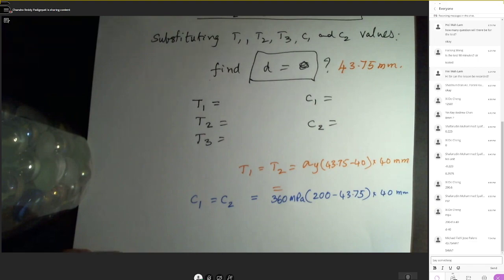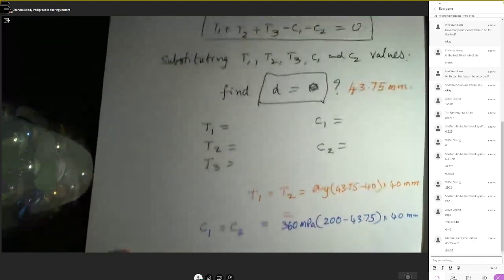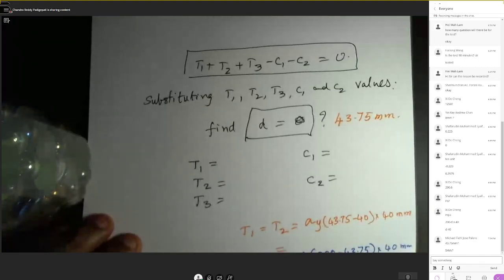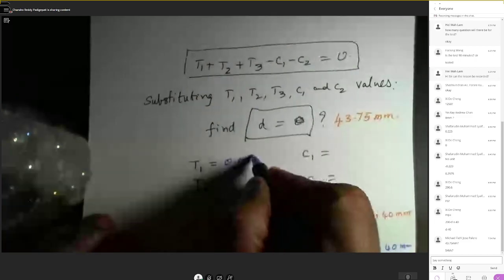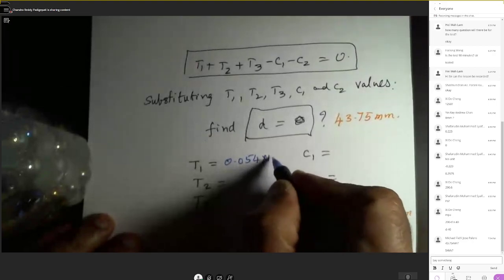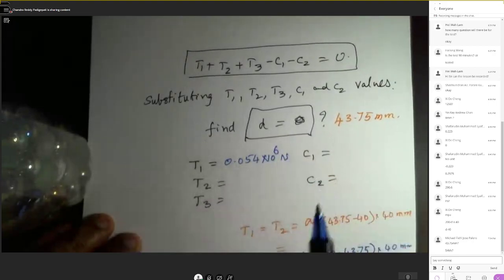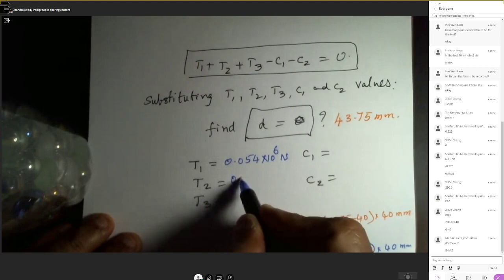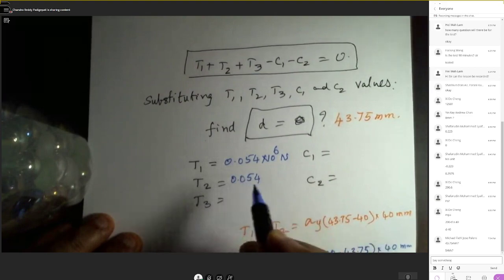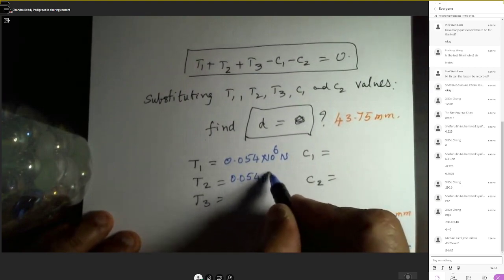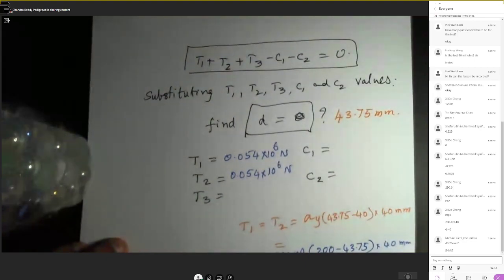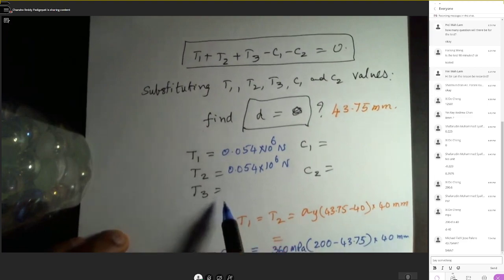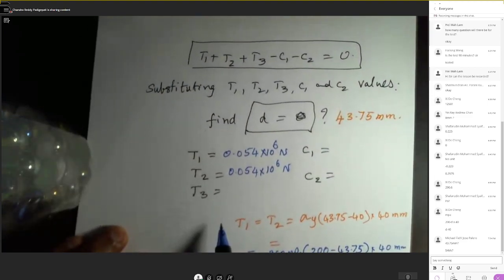Okay, that is correct. But we prefer to write in meganewtons. So you can write 0.054 into 10 power 6 newtons. So T1, T2 will be 54 kilonewtons or 0.054 into 10 power 6 newtons. What about T3? Michael, that's correct.